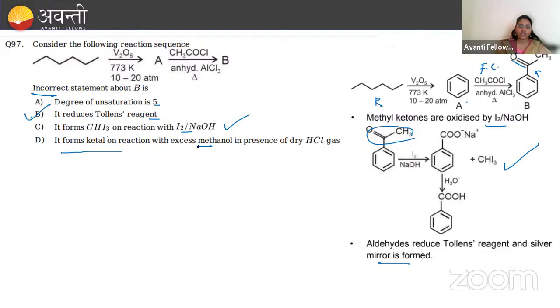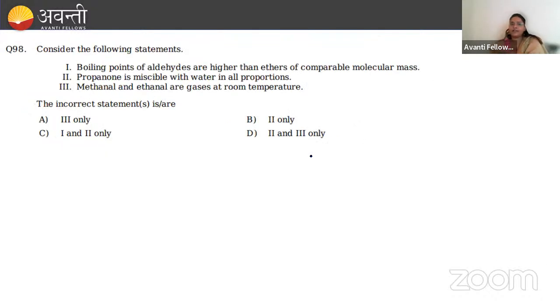It forms ketal on reaction with excess methanol in presence of dry HCl. Now the ketone has formed, and if we react it with alcohol, there is a formation of ketal there, which is obtained with excess methanol when dry HCl is reacted.